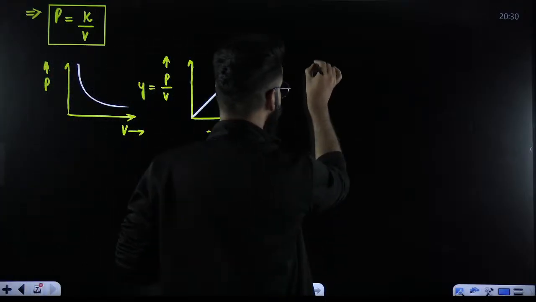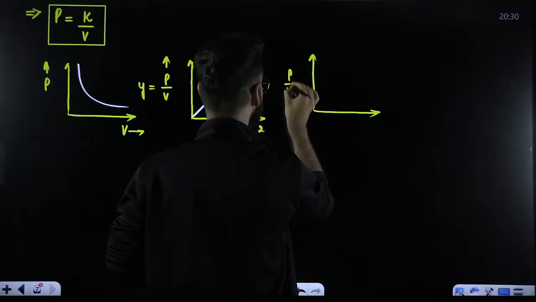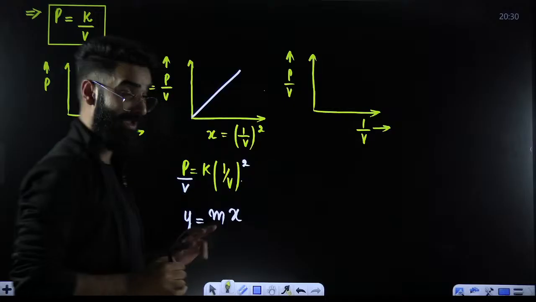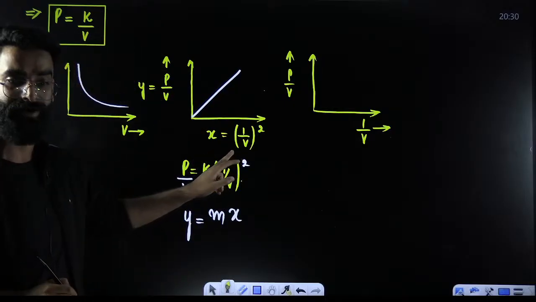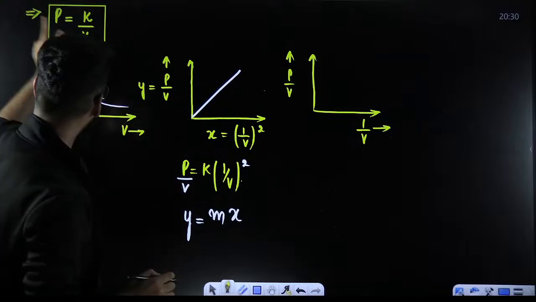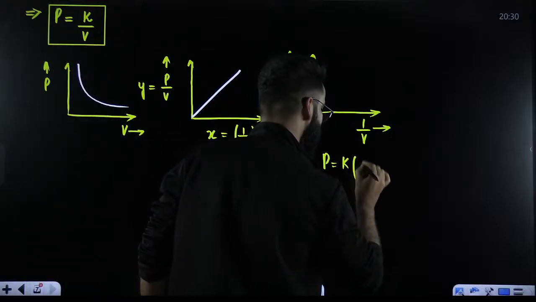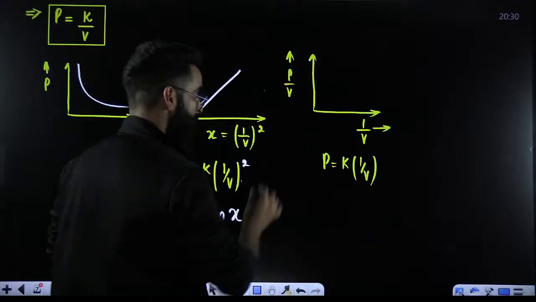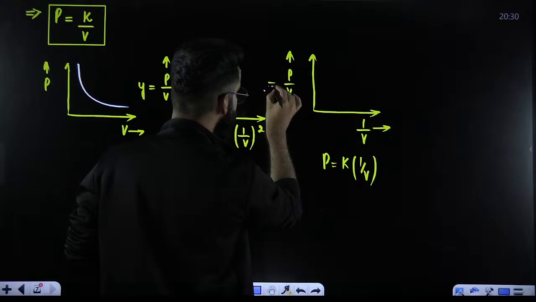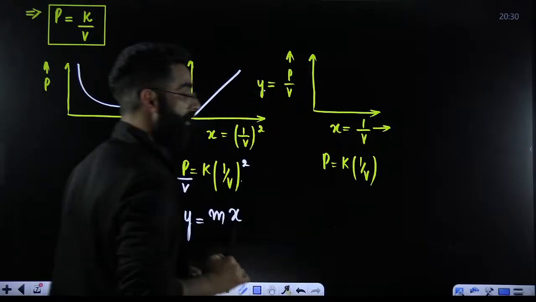For example, people, I need to plot a curve between P by V versus 1 by V. Earlier, it was P by V versus 1 by V square. Here, I need to plot a graph between P by V versus 1 by V. So what is my equation, which I already know? That is P is equal to K multiplied by 1 by V. But along y-axis, what am I plotting? I'm plotting P by V. Along x-axis, what am I plotting? I'm plotting 1 by V.